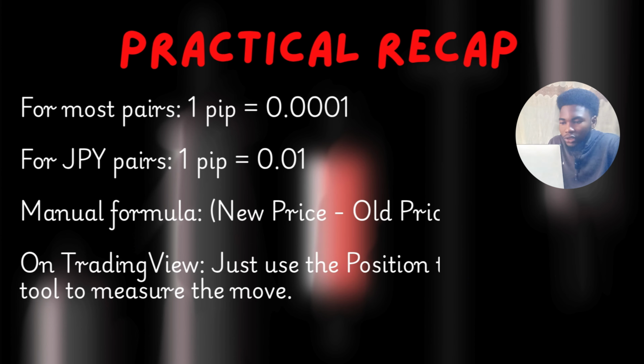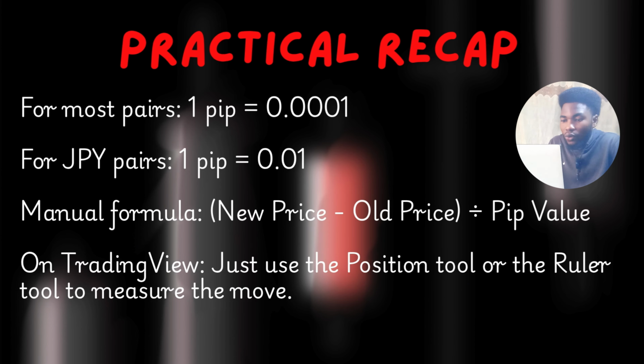Practical recap. Just to recap, for most pairs, one PIP equals 0.0001. That's for non-JPY pairs. For JPY pairs, one PIP equals 0.01. Now this is the manual formula: new price minus old price, divided by the PIP value. On TradingView, just use the ruler tool or the position tool to measure the move.